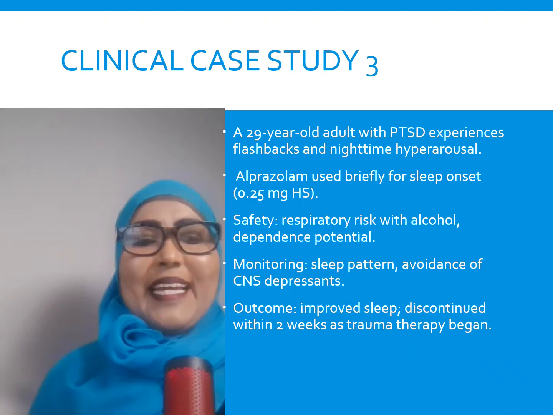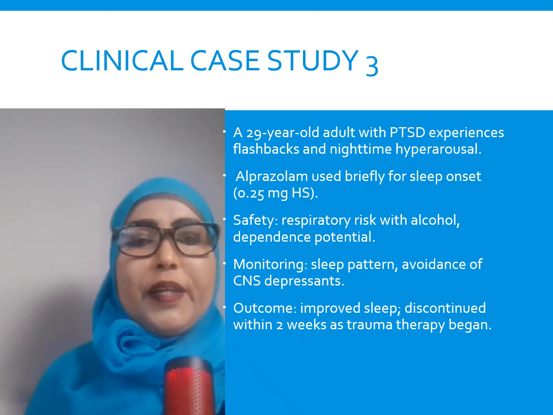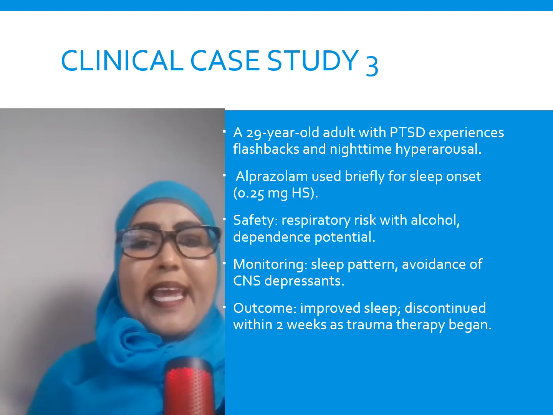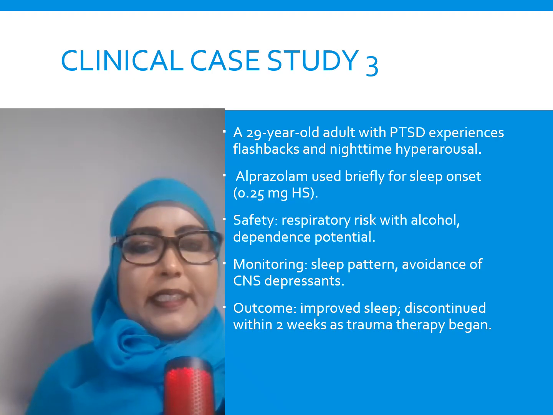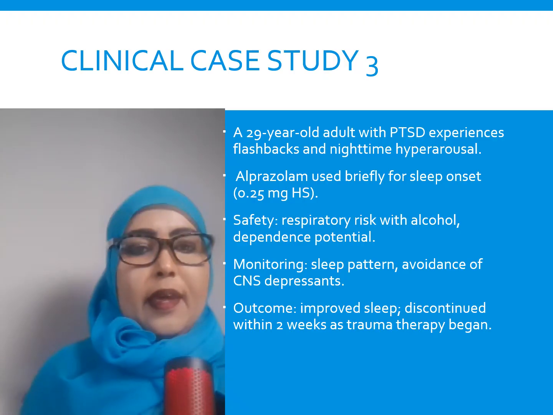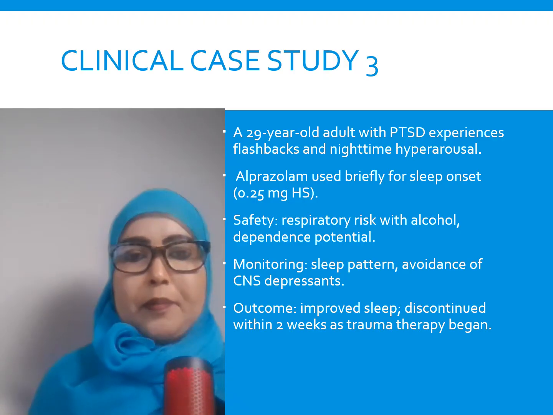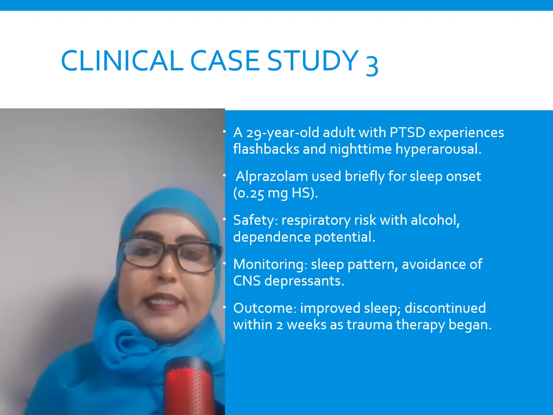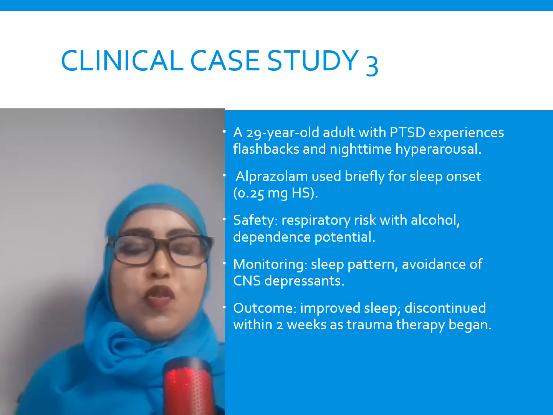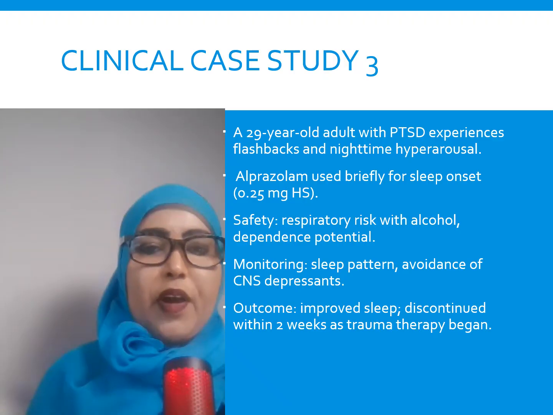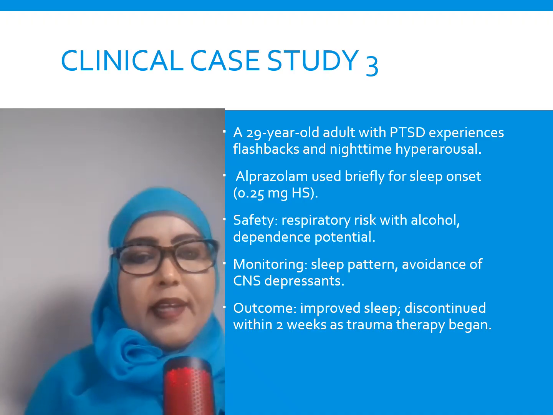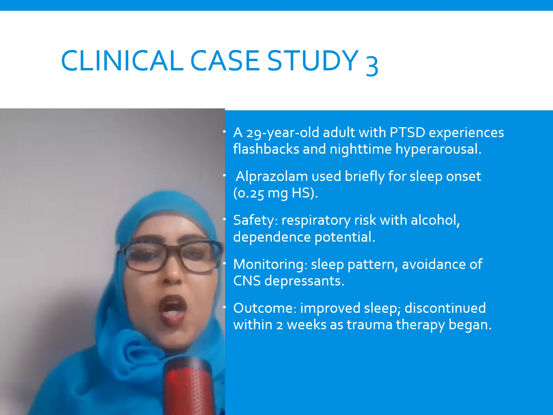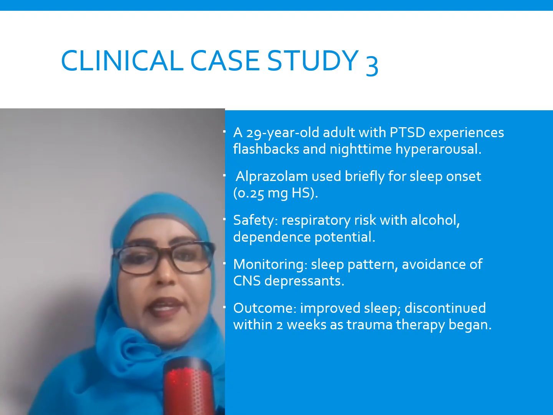Your third clinical case study is a 29 years old adult with PTSD experiencing flashbacks and nightmares and hyperventilation. You choose Alprazolam briefly for sleep onset, and the dose you choose is 0.25 milligram before bed. Safety consideration is respiratory risk with alcohol and dependency potential.